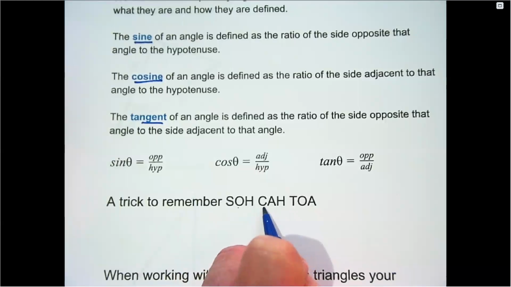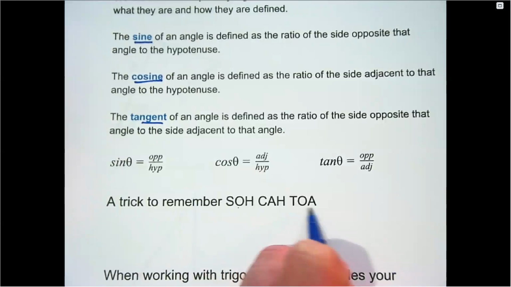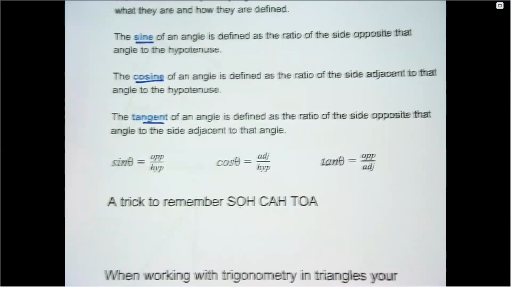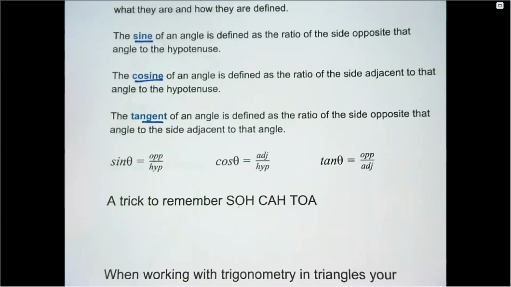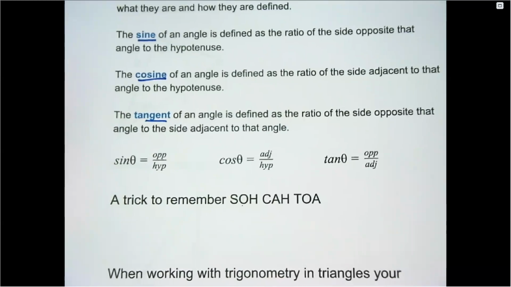CAH: C stands for cosine, which means adjacent over hypotenuse. TOA: T stands for tangent, which means opposite over adjacent. So SOHCAHTOA is a way to help you remember. And what I would do is on any triangle trigonometry problem, I would jot that down to help me remember.